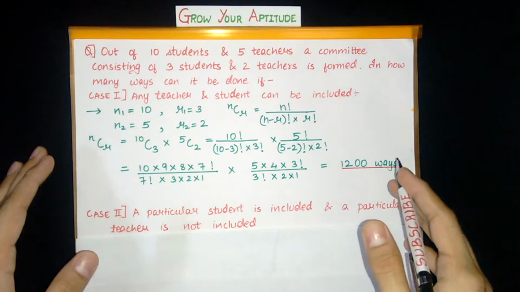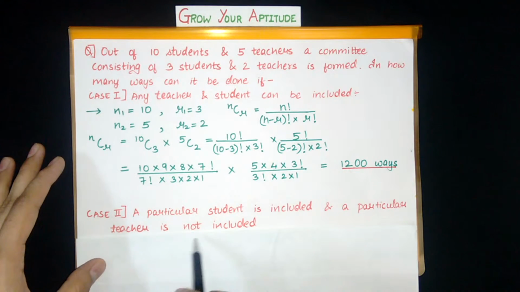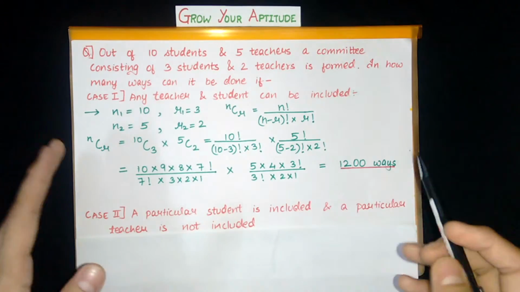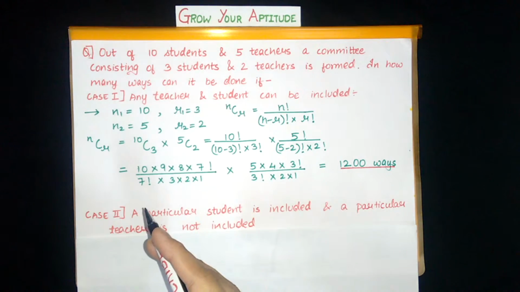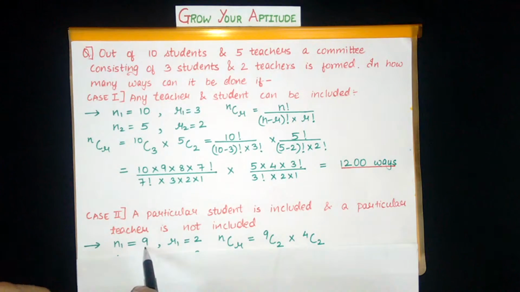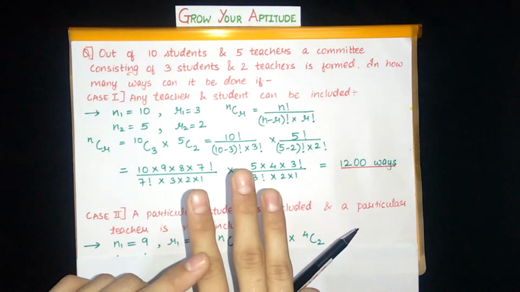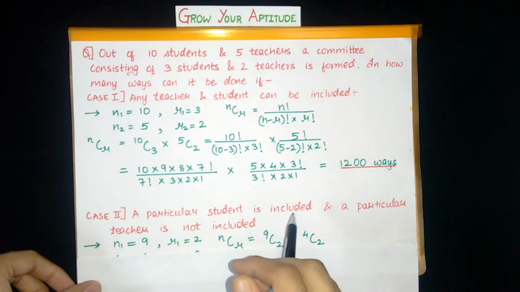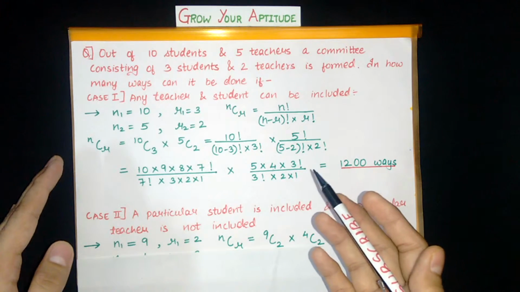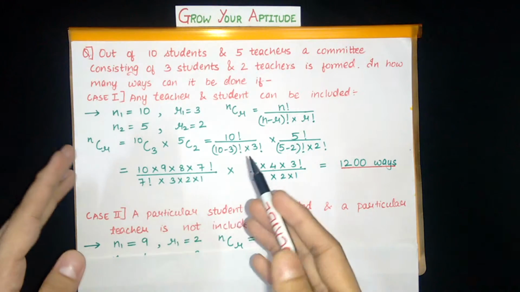And now let's take a look at case 2. Case 2 says a particular student is included and a particular teacher is not included on the committee. So now we have a total of 10 students, and out of that a particular student is already included on the committee. So now we are left with a total of 9 students, and that is why N1 becomes 9. But as you can see, there are supposed to be 3 students on the committee, and out of that 3 students, 1 student is already selected according to the given condition, and for that reason R1 becomes 2, which means we now have to select 2 students out of the remaining 9 students, because 1 student is already selected.